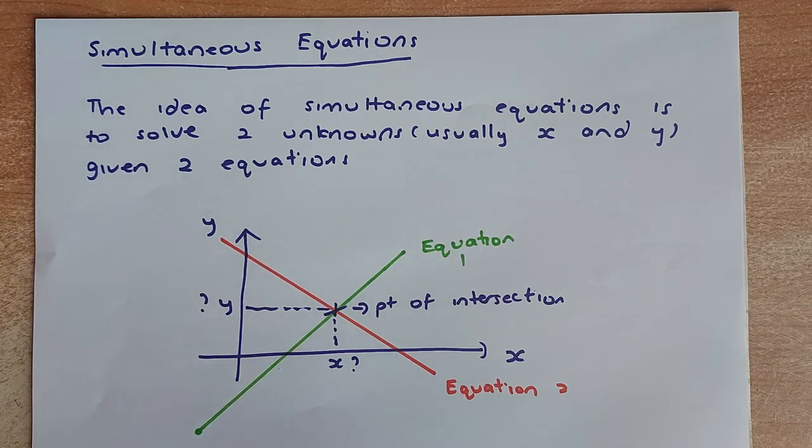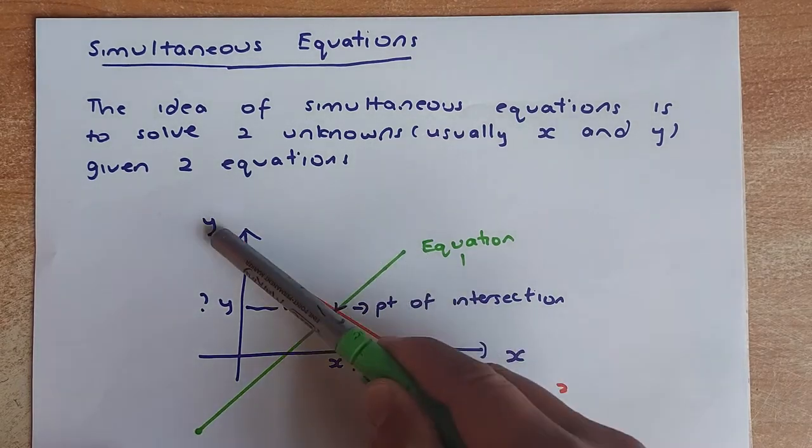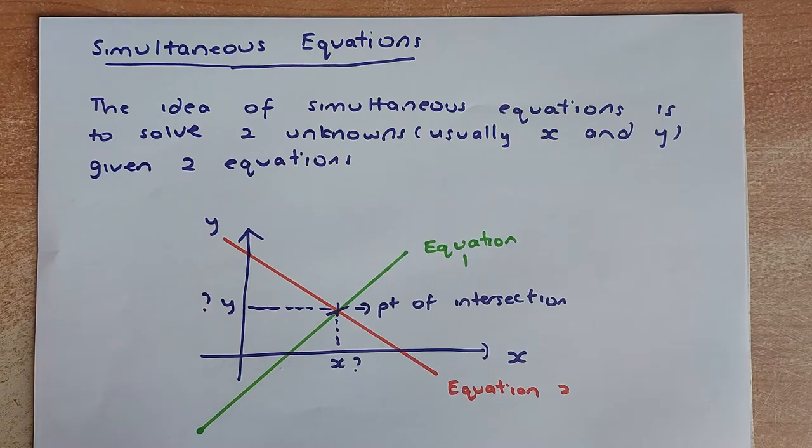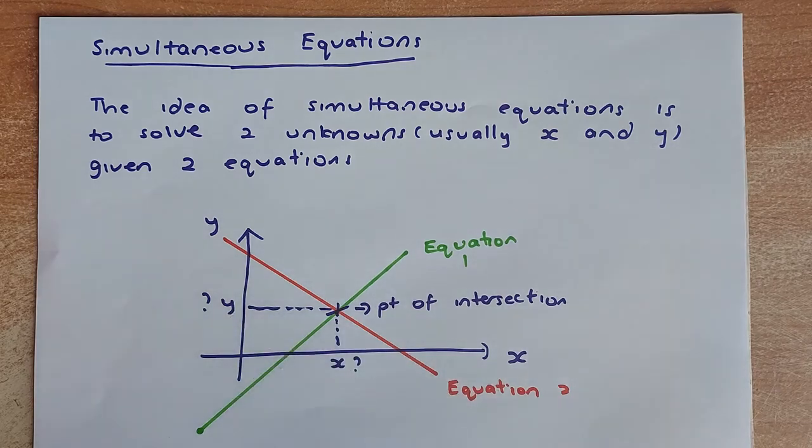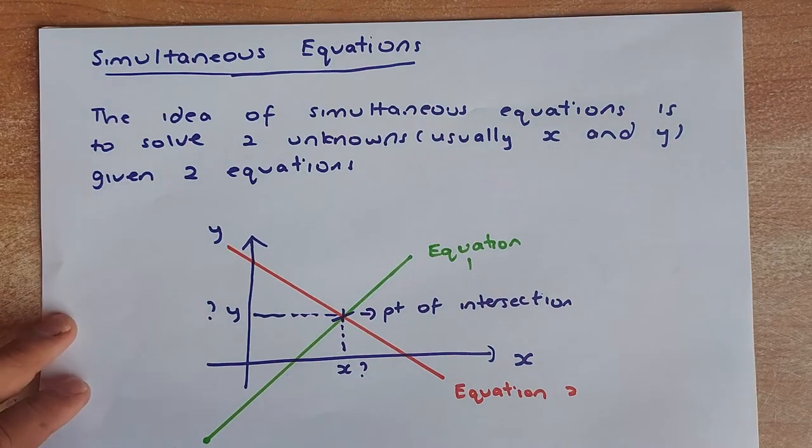So for example, the first equation might be this line here in graphical, and equation 2 is this one, and the objective is to find the point of intersection. What is the value of x and what's the value of y? So in other words, in simultaneous equation, you have to find both the values of x as well as y. Okay, we shall look at some examples now.